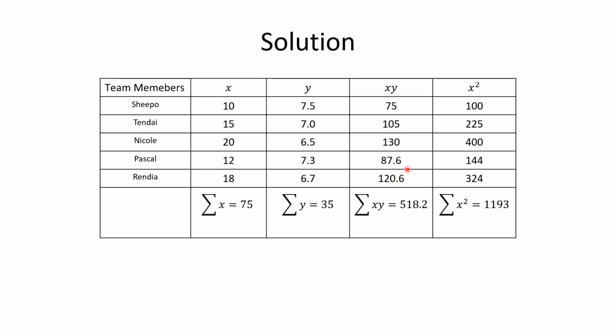Now when you sum them up, you get 518.2, summation of xy. And we also have to create a new column for x squared as well. That is, each of these x values, we square them. 15 squared is 225, 20 is 400, 12 is 144. After squaring them, you need to sum them up again, and summation x squared is 1,193. Now take note of all this information because I won't be repeating it in the next slide.